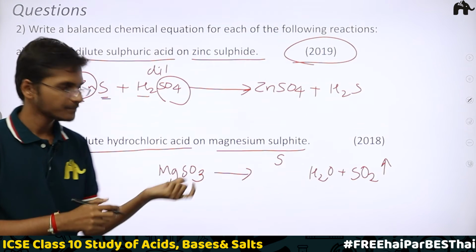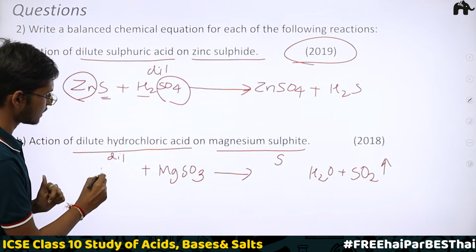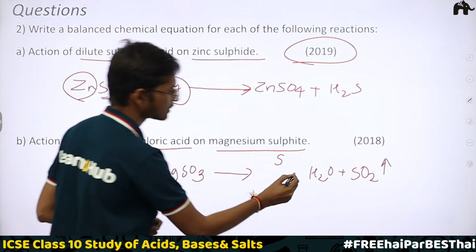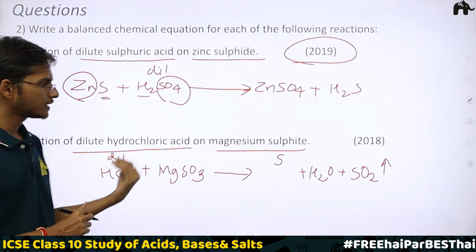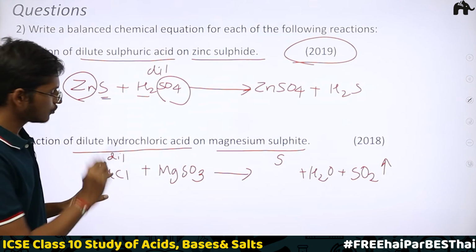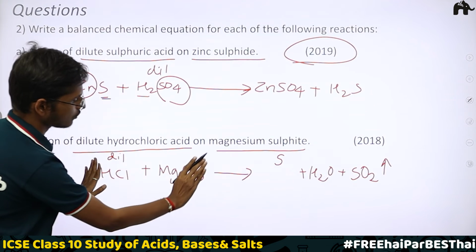First the simple things. Now dilute hydrochloric acid is given to us, so I am writing here dilute HCl. Now I want to make the salt, and after that I would just balance the reaction. So the products would be salt, H2O, SO2. So hydrogen, oxygen and sulfur are involved.